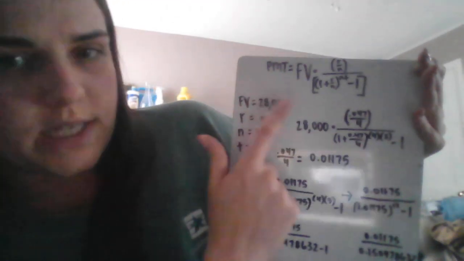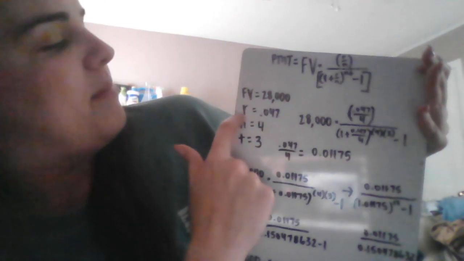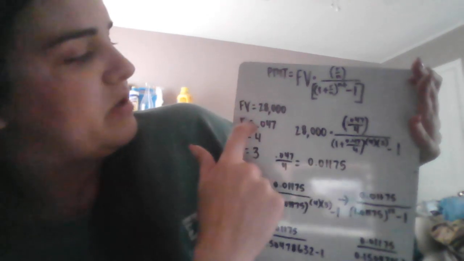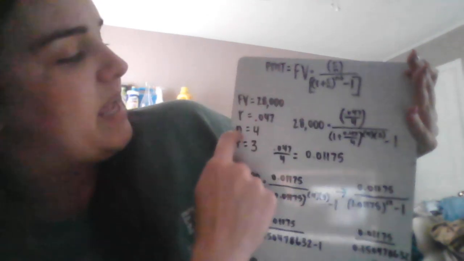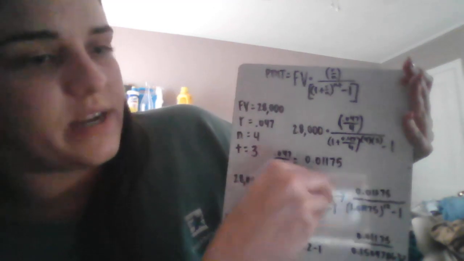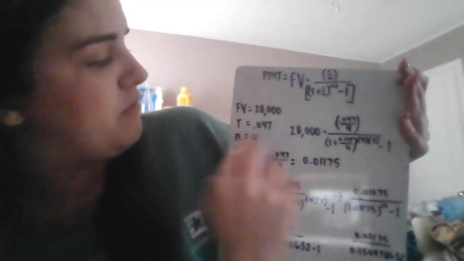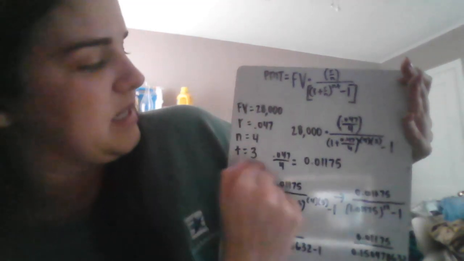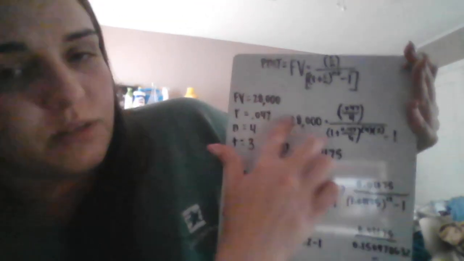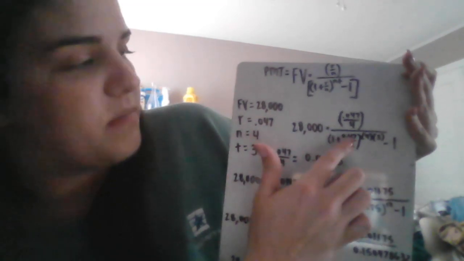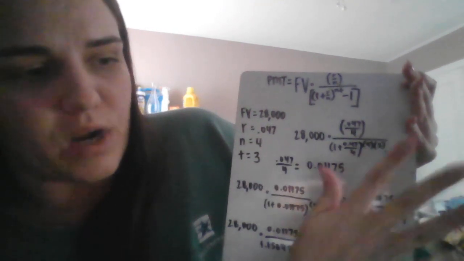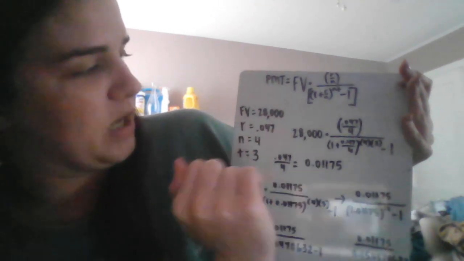So here I started with our FV, which is our $28,000 that we want to have in the account at the end. Our R is going to be our 4.7%, which we switched to a decimal, so it's 0.047. N is the number of times it was compounded, and for us it was quarterly, so we're going to do 4 for that. And then T is the time, which is our 3 years. So here you can just plug all of this into your calculator, but you can always mess one step up or one number up and you'll get a wrong answer, so I went ahead and worked it out.